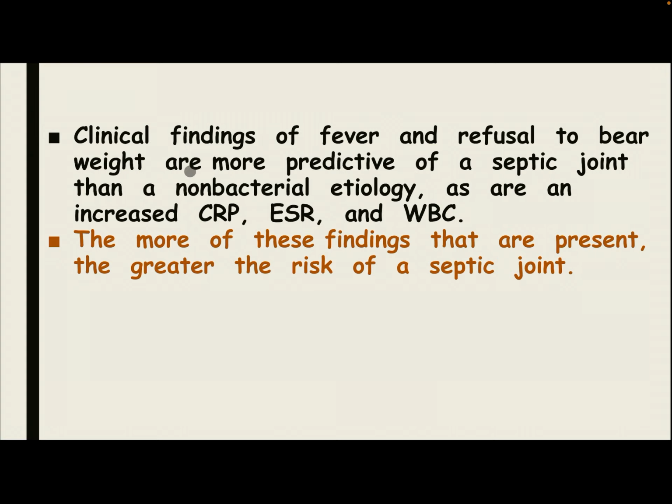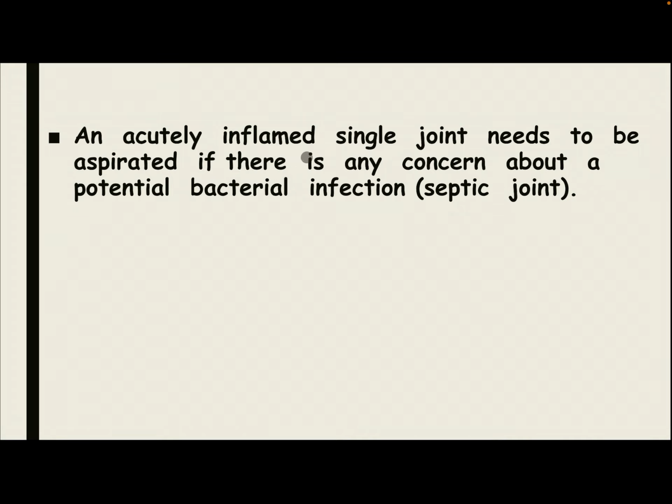Clinical findings of fever and refusal to bear weight are more predictive of a septic joint than a non-bacterial etiology, as are an increase in C-reactive protein, ESR, and white blood cell count. The more of these findings are present, the greater the risk for septic joint. An acutely inflamed single joint needs to be aspirated if there is any concern about a potential bacterial infection.